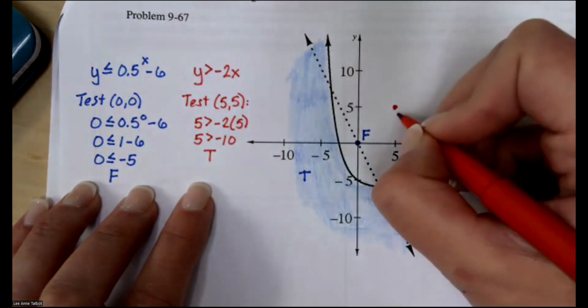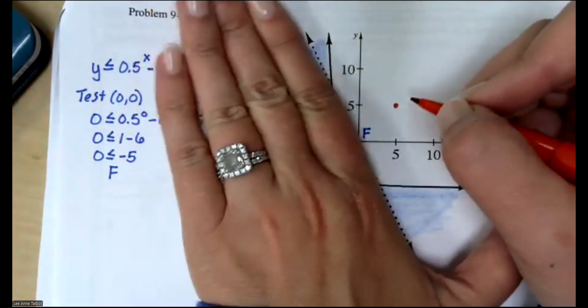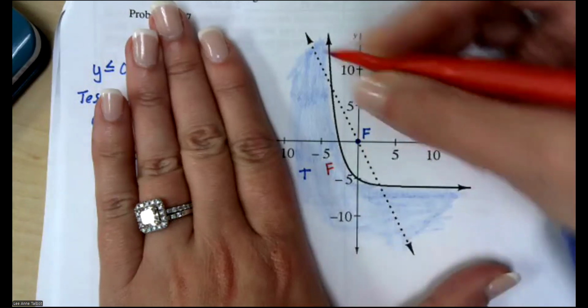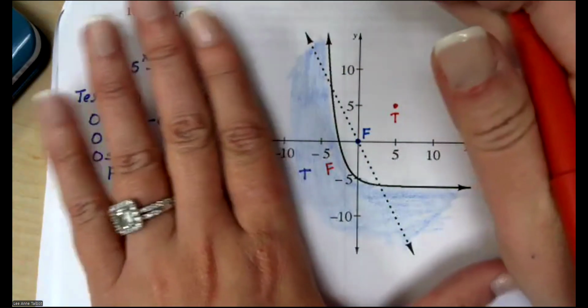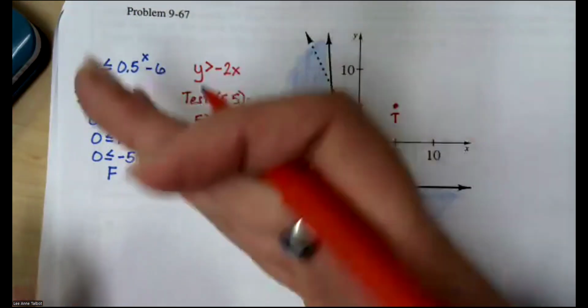True. Okay, so now you have to make sure your eyes are only looking at the dashed line. It's true on this side and false on this side. Ignoring the curve and the shading of the curve, just looking at the dashed line, true on this side, false on this side.